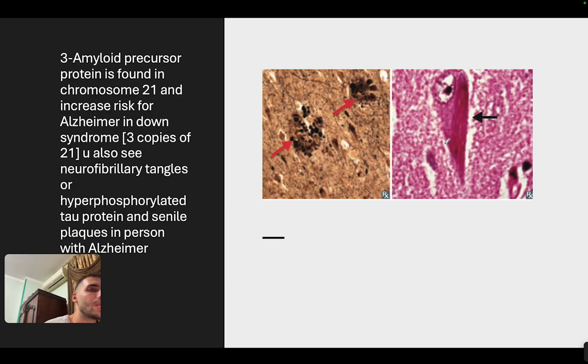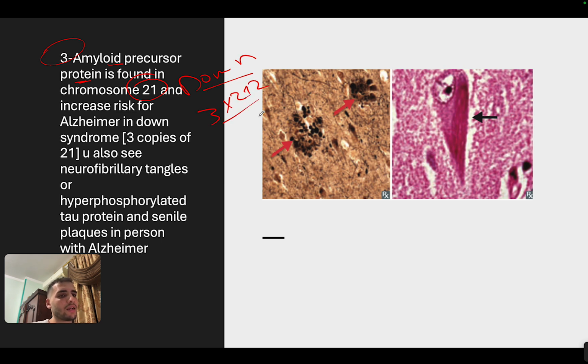Okay. Now, the third concept is that amyloid precursor protein is a gene associated with Alzheimer. It's found on chromosome 21. And that's why people with Down syndrome have increased risk for it, because they have 3 copies of chromosome 21.